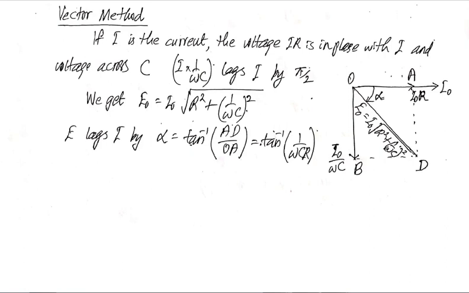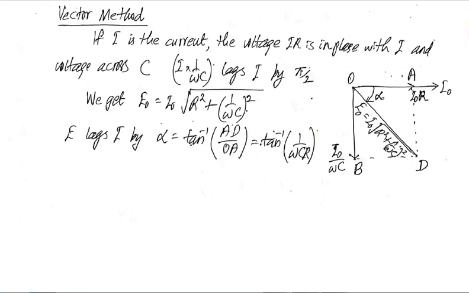But the I0 by omega c, that is the peak value of voltage across the capacitance, will be lagging the current by a phase of pi by 2. So it is represented in this direction. Now these two voltages add. By using the parallelogram law, their resultant, the applied voltage, peak value of voltage E0 equal to root of this square plus this square. That is, I0 can be taken out. The remaining will be R square plus 1 by omega C whole square. And also the phase difference between E and I is represented by this angle.